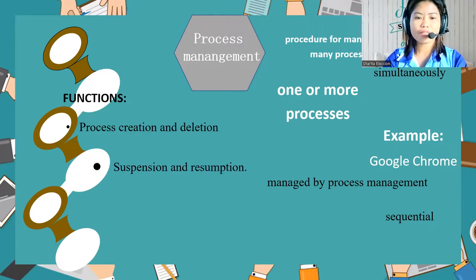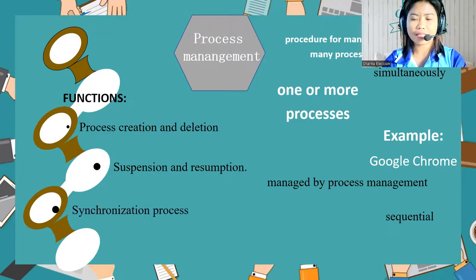The second one is suspension and resumption. Process management is responsible for the suspension and resumption of any data. Then synchronization of processes, which, as I said, is on a sequential basis. The next is the communication process. Process management takes charge of the communication process across the whole operating system.